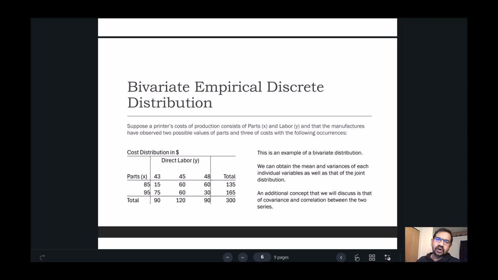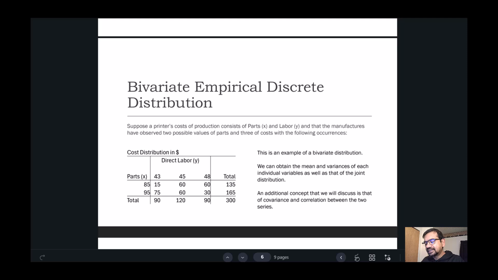In a business setting, we are often concerned about how two different variables may impact a third variable. So here, let's say we're manufacturing printers, and we have the printers' overall cost as a variable of interest, but the cost of printers is determined by two factors. One is the cost of parts, and then the cost of direct labor. Each row gives us the cost of different parts, and the column gives us the cost of labor. For example, there were 15 cases where our parts cost $85 and our labor cost $43. So our total cost was $128.